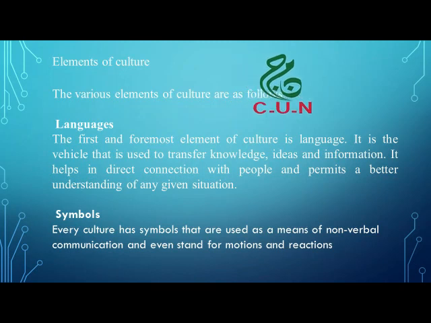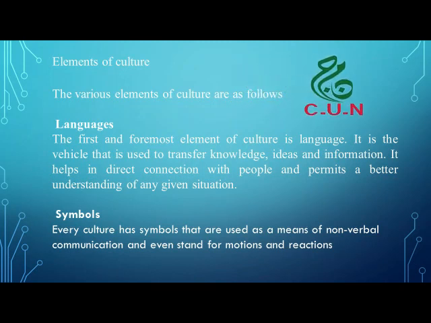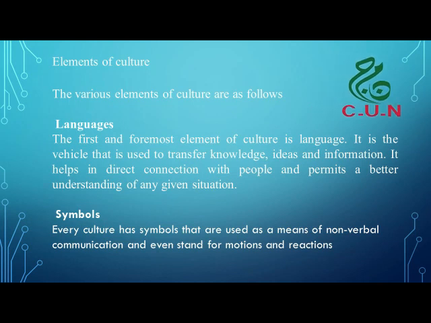Now we are going to shed light on the different elements of a culture. So the various elements of culture are as follows. Number one, language. The first and foremost element of culture is language. It is the vehicle that is used to transfer knowledge, to transmit ideas and information. It helps in direct connection with people and permits a better understanding of any given situation. Second point, symbols. Every culture has symbols that are used as a means of non-verbal communication and even stand for emotions and reactions.